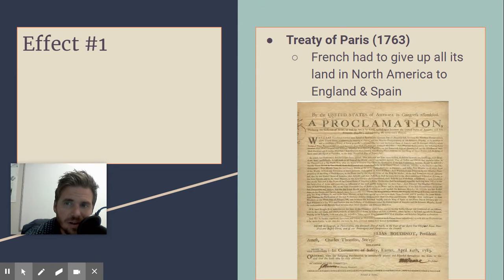So the Treaty of Paris, France has to give up all of its land in North America to England and to Spain. Why Spain? We hadn't talked about Spain. Well, Spain actually joins the war as an ally of England. Again, the French have more native allies, so the English have to look elsewhere. They are able to convince the Spanish to help them, and in exchange, the English will give part of that conquered land to the Spanish. Very good.